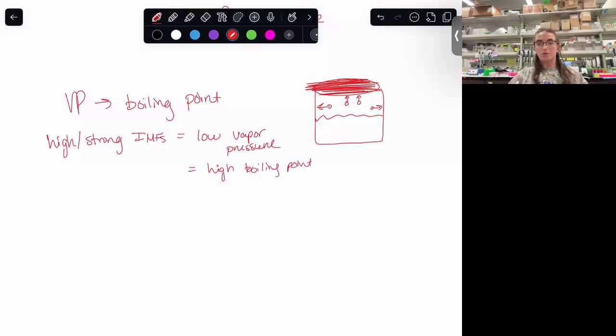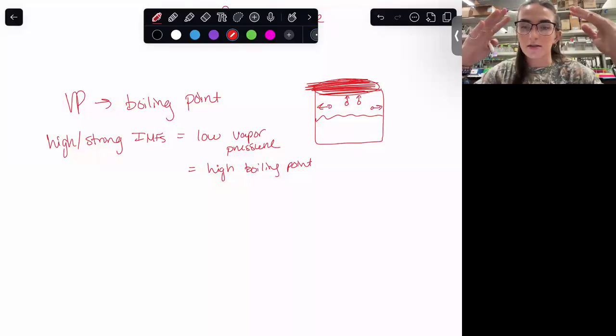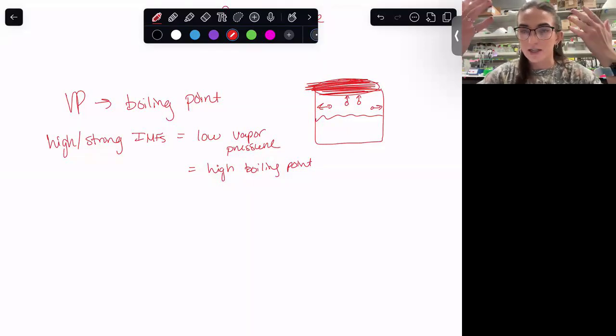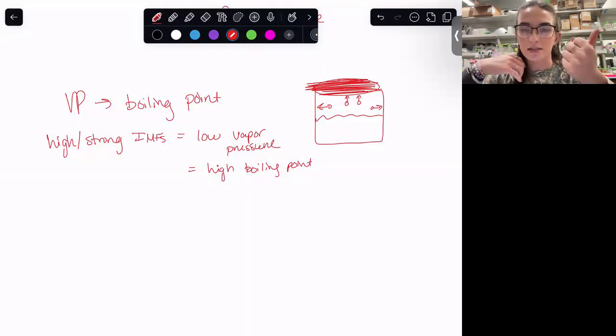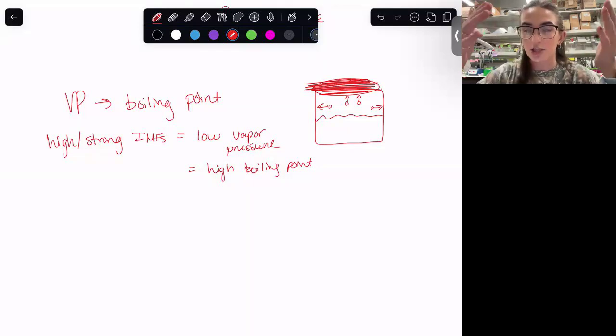Because if something is able to escape into the gaseous phase easily and create this vapor pressure, then that means their IMFs are not held together strongly, right? But if you have something that is interlocked, it's harder for me to pull my hands apart before I can break them, and I have to overcome a lot of energy. So I'm not going to go into the gaseous phase as easily because I have stronger IMFs. That means I need to put a lot more energy into my system before it reaches that boiling point.